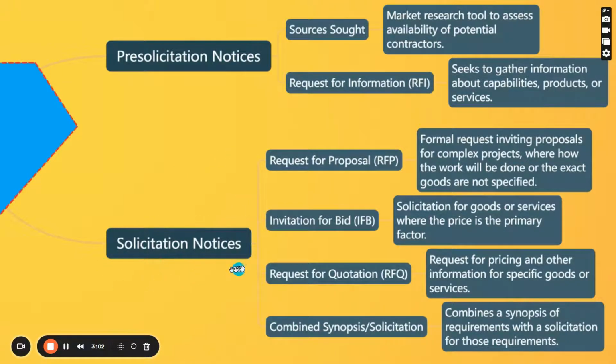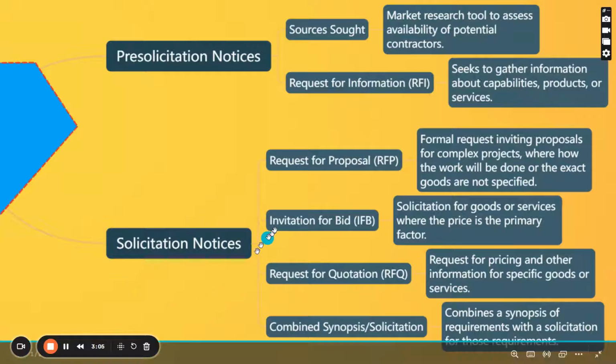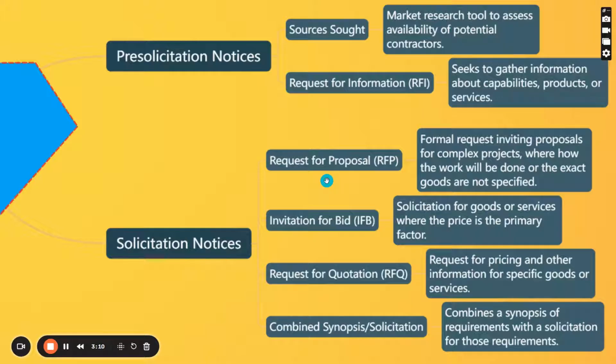Let's talk about solicitation notices, which is really the main event. The RFP, request for proposal. Now we are in the thick of things. An RFP is a formal invitation to submit a proposal based on a detailed set of requirements and criteria. That's typically what we see in the solicitation. In the RFP, it's where you showcase how your solution fits the bill, focusing on value and innovation.